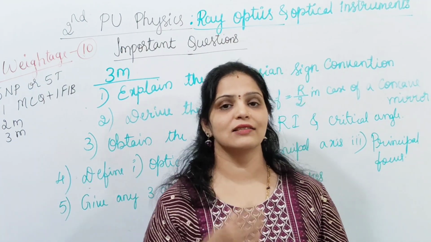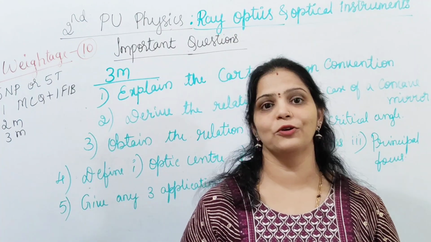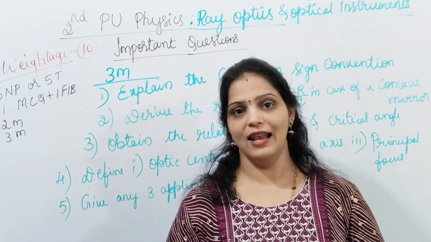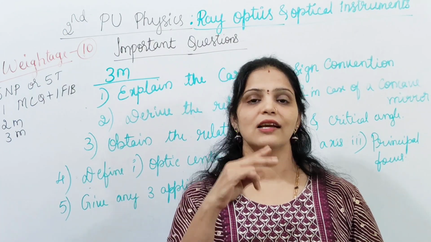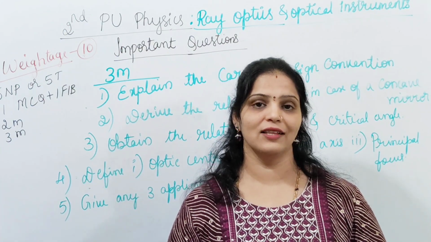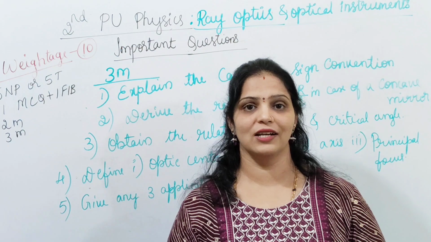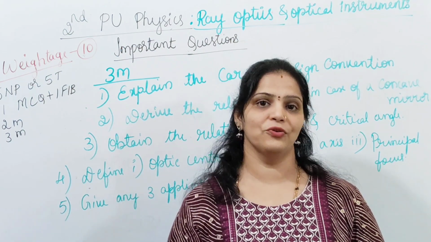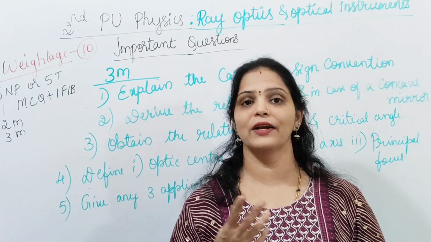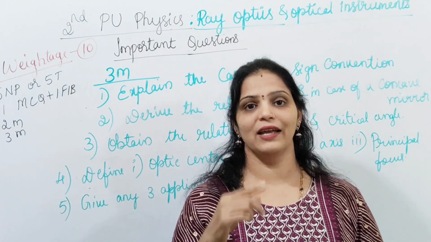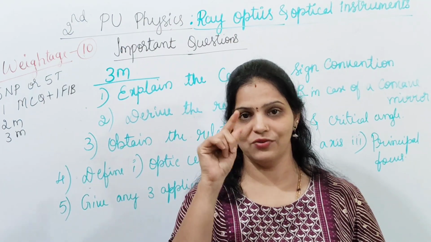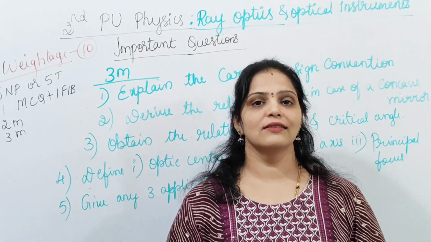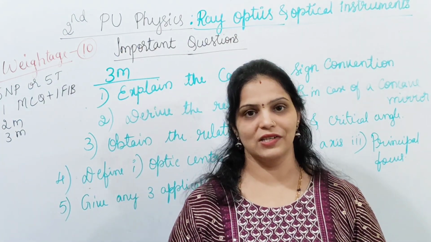And see, sometimes they may ask a numerical for 2 marks. So to find out the power of combination, to say if two thin lenses are combined together, what is the power of the combination? If focal length is given, power P is equal to P1 plus P2 when two lenses are in contact. So how to find out P1 and P2? P1 is 1 by f1, P2 is 1 by f2. So like this, so many 2 marks questions are there.